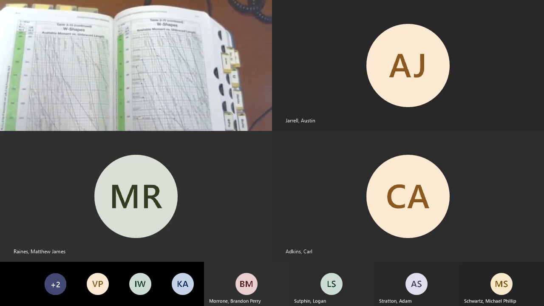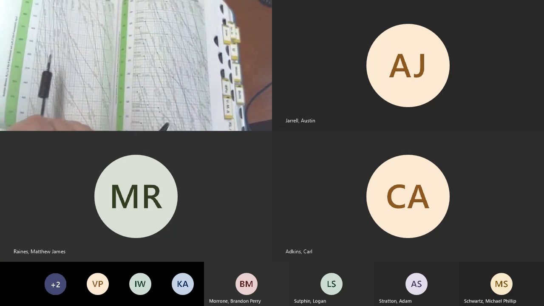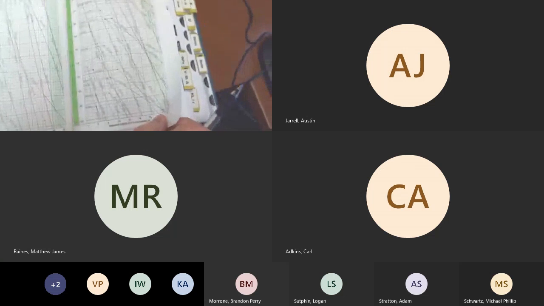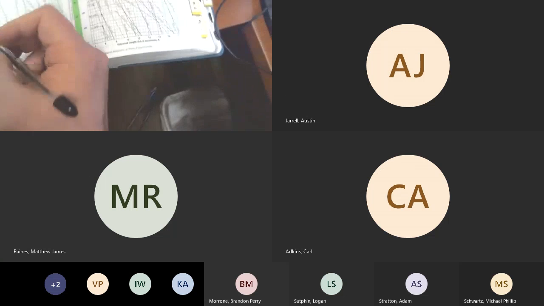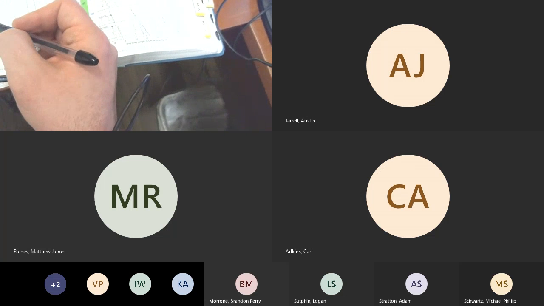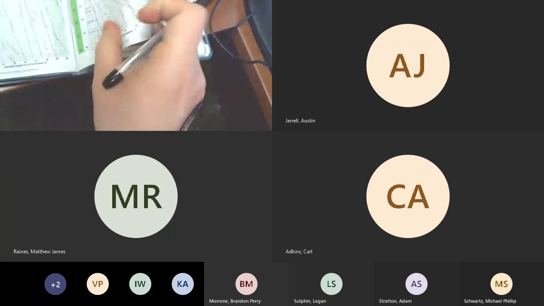Okay. Now, if you keep going straight up, you're going to go past the page. So what does that mean? Turn the page, go back, and then start going up again, and you'll see how you hit the 30 by 90, which is this section here.